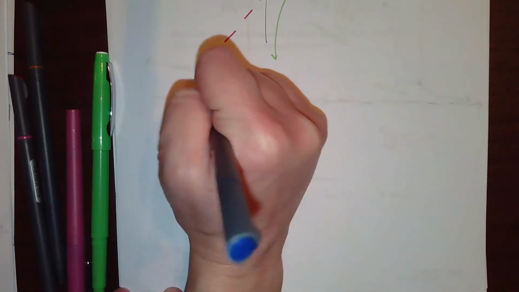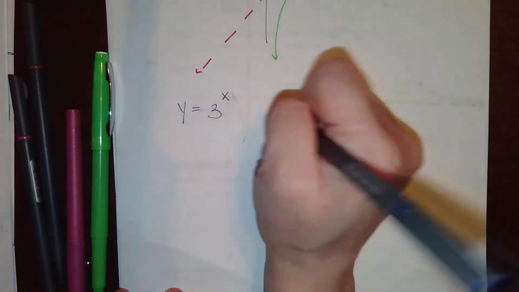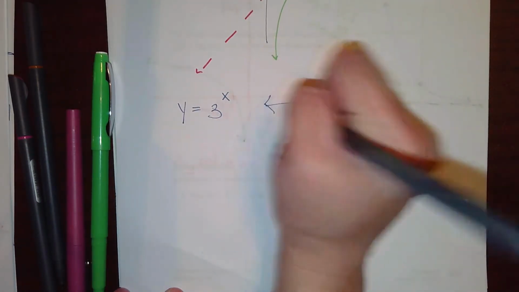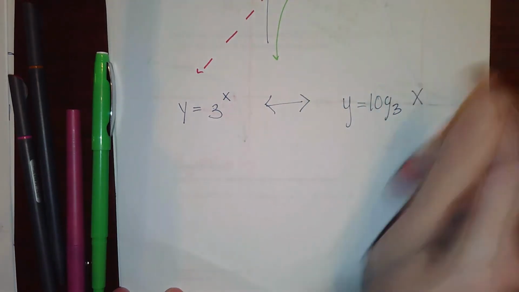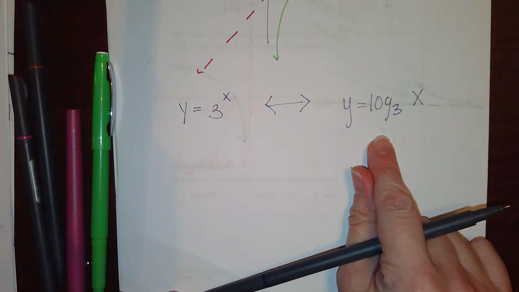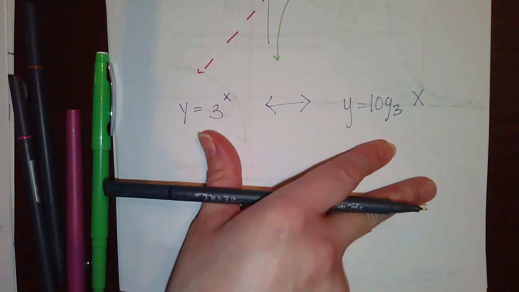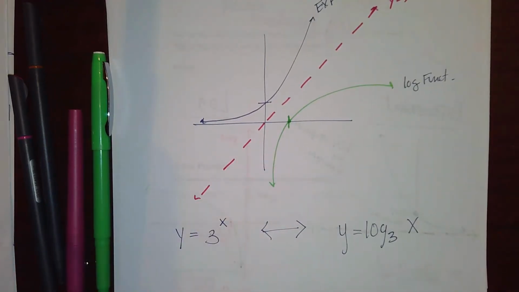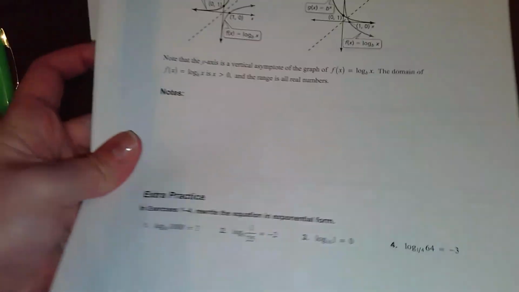Algebraically, let's say, for example, I had y equals 3 to the x. This is an exponential function with a base of 3. The inverse of this would be y equals log base 3 of x. So this is a log with a base of 3. Again, exponential with a base of 3, log with a base of 3. These two functions, if you graphed them on your calculator, would have this relationship. They would be inverses of each other. All right, let's take a look at page 167 of your student journals.